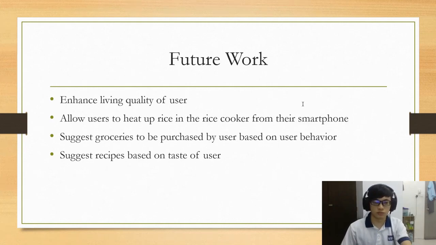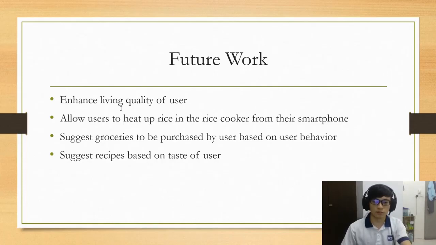Future work would also involve further analysis into other appliances that could be involved with the IoT ecosystem to further enhance the living quality of the consumer. For example, we can have a rice cooker that can automatically start warming up the rice before the consumer returns home. Furthermore, the user can also heat up the rice remotely using their mobile phone.